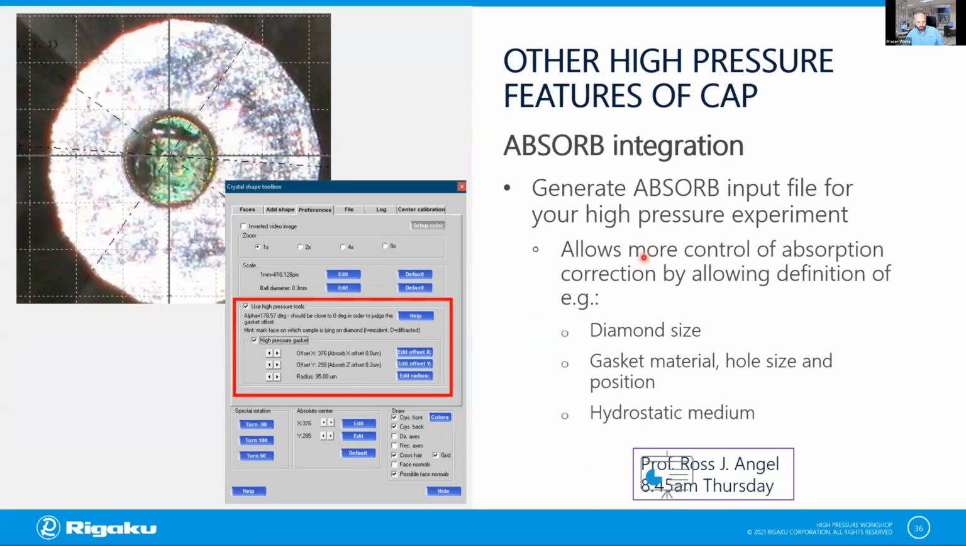And then tomorrow at 8:45, again, I apologize for the formatting problem here, we'll have a talk from Ross Angel on the theory behind a lot of these things and what the approach is to handling them. And Ross is the author of the Absorb program, which does have some integration in Chrysalis Pro. So generating those files is quite straightforward from Chrysalis Pro, but Ross will tell you about the details of what you're doing and why. So I will stop at that point.